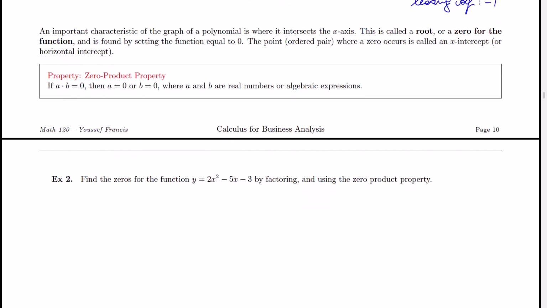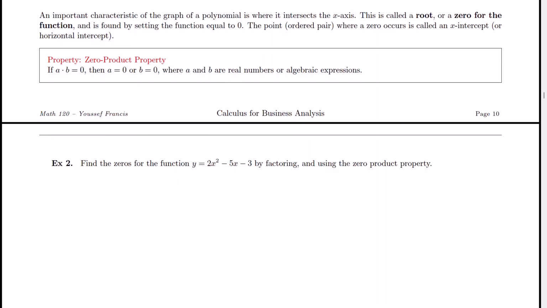Okay, so an important characteristic of the graph of a polynomial is where it intersects the x-axis. This is the place known as the x-intercept, or the root, or the zero of the function. So all these words are interchangeable. The root, the zero of the function, or the x-intercept are all the same. In order to find the place where the function crosses the x-axis, you'll need to set the equation equal to 0. And then you find the x value that allows the function to become 0, to give you the output of 0.